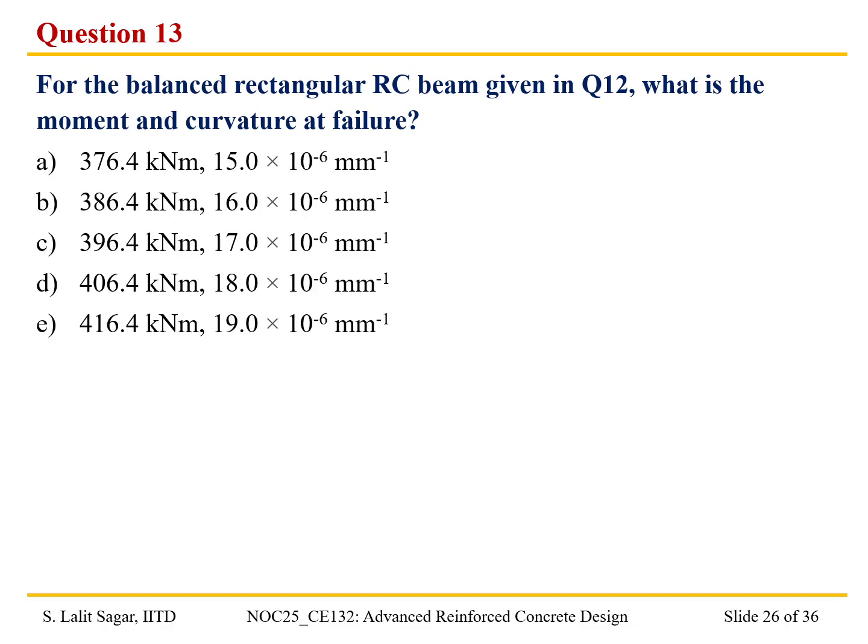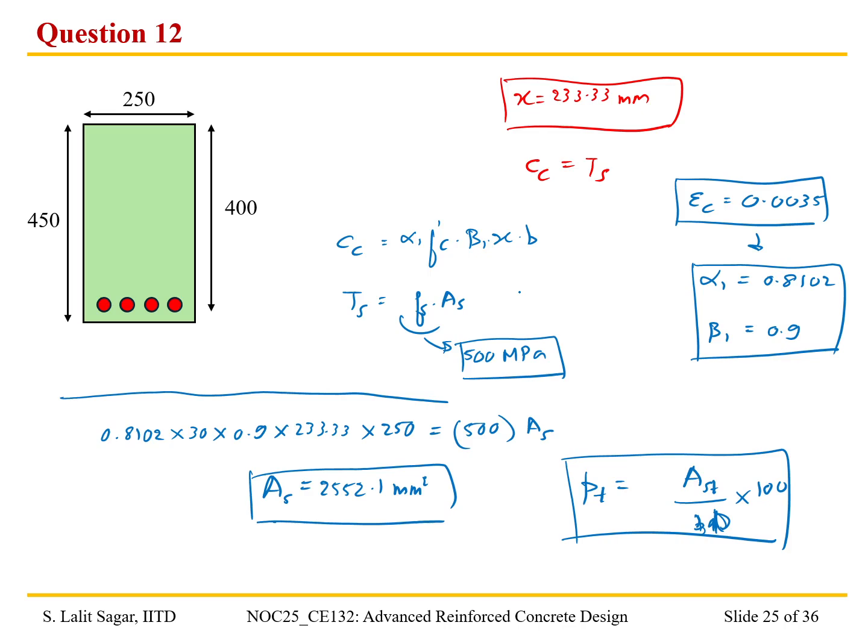For the balanced rectangular section given in question 12, what is the moment and curvature at failure? So we need to determine the moment and the curvature. Let us solve by considering the equations. M is equal to Cc into D minus beta 1 into x divided by 2, right? So Cc, what is the value of Cc?